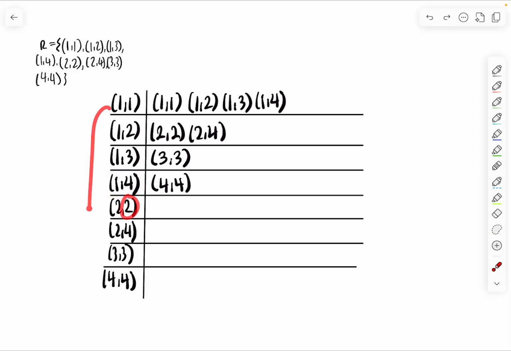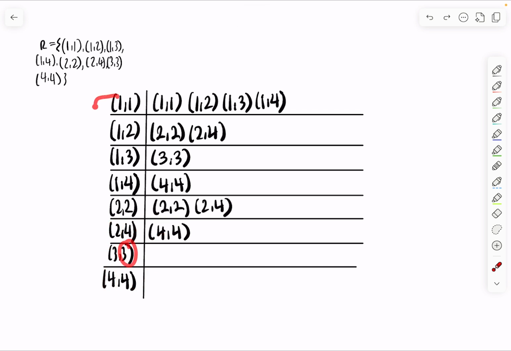B value is 2. Look at all of them. Which ones start with 2? This one and this one. So you're going to add this one here and this one here. Then you do the algorithm. Is there a 2, 2? Yes, there is. Is there a 2, 4? Yes, there is. Move on. For this one, B is 4. Look at all of them. Which ones start with 4? Only this one. So you're going to write this one there. Is there a 2, 4? Yes, there is. So you're done with this one.